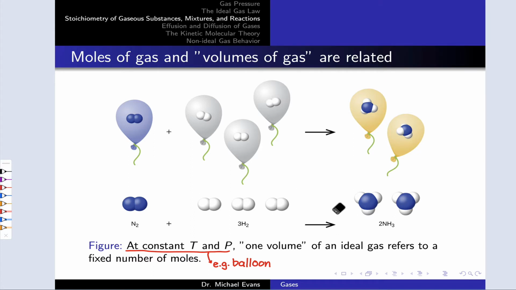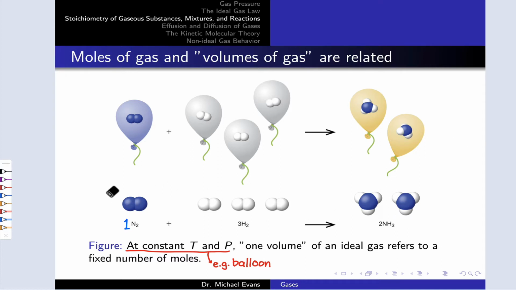Under these conditions, what we call one volume of an ideal gas refers to a specific and fixed number of moles depending on the temperature and pressure. This means that we can combine, for example, one volume of gas with 3 volumes of a different gas, and this corresponds to a 1 to 3 mole ratio of the two gases in question. So consider the reaction here between 1 mole of N2 gas and 3 moles of H2 gas to produce 2 moles of NH3 gas. And the picture above shows you balloons containing the volumes of gas that we're combining and the volume of gas that we would get out of this.